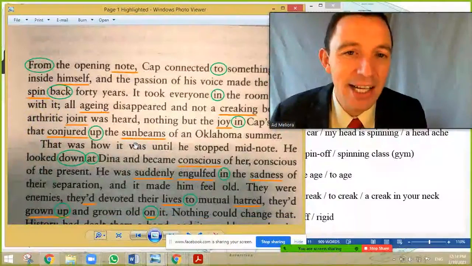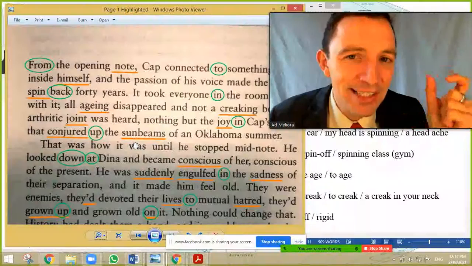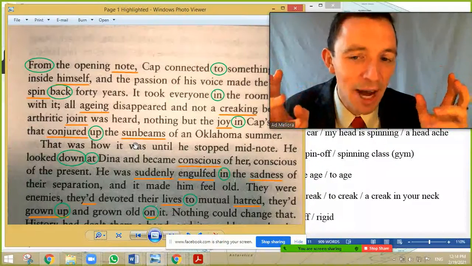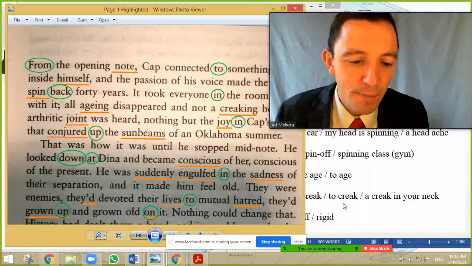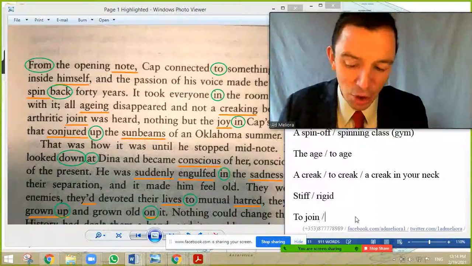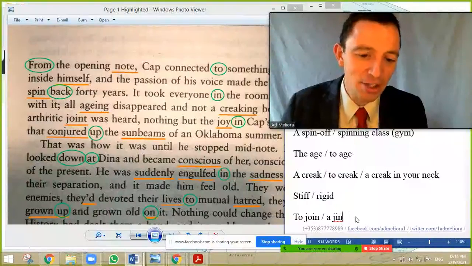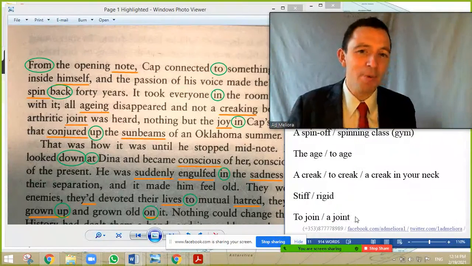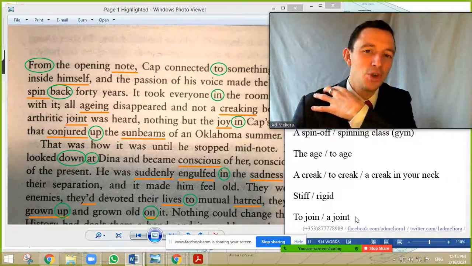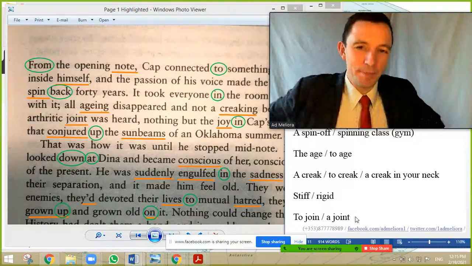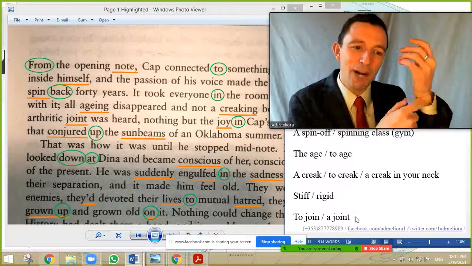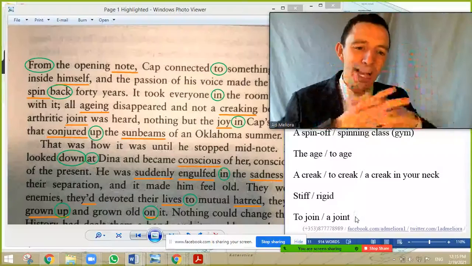Arthritic is the adjective, and again the substantive is arthritis. Arthritis is the substantive and arthritic is the adjective. Very difficult vocabulary. A joint. So the verb is to join, and a joint is typical in relation to the body. So for example, this is my joint here, where the shoulder meets the arm. That's my joint. Your hip is your joint. So part of the body is the joint. I think this part is the joint where the two bones connect.